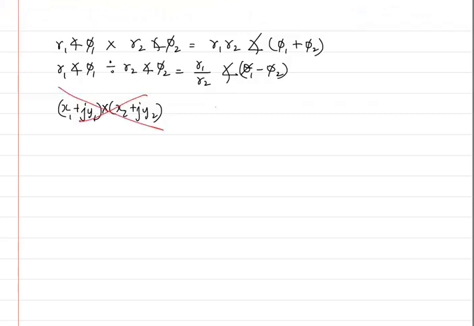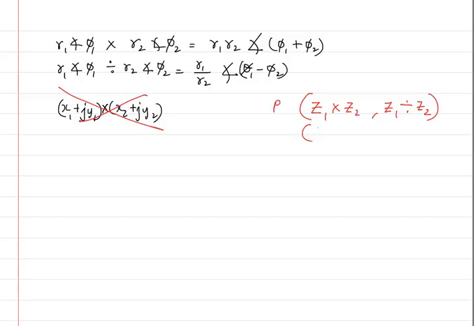Multiplication or division we don't do. We can do, but we don't do. If you have two complex numbers to multiply, z1 into z2, or if you want to do z1 divided by z2, you always use the polar form.